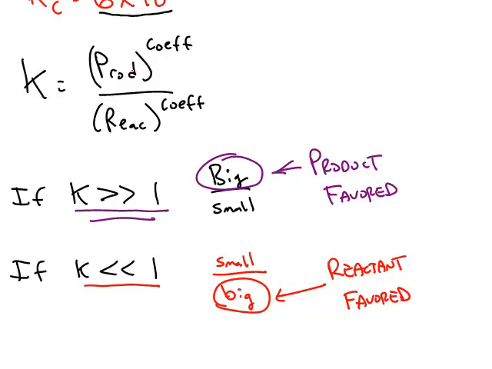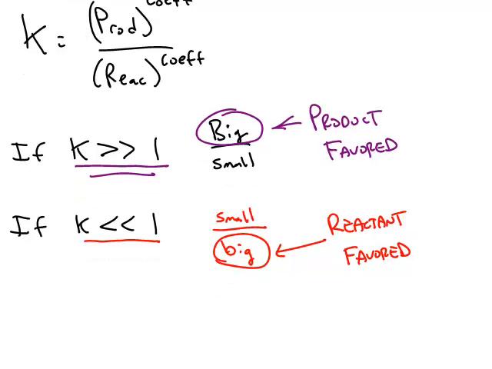Those are the two extreme cases. If K is not really, really big or not really, really small, then those intermediate cases, you're going to have a lot of both reactants and products when it reaches equilibrium.